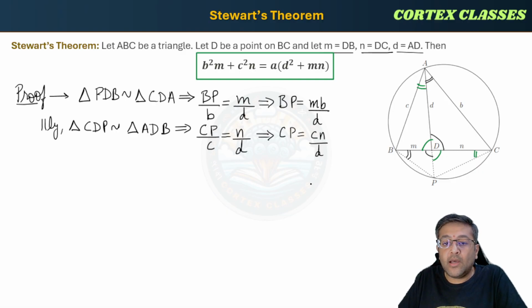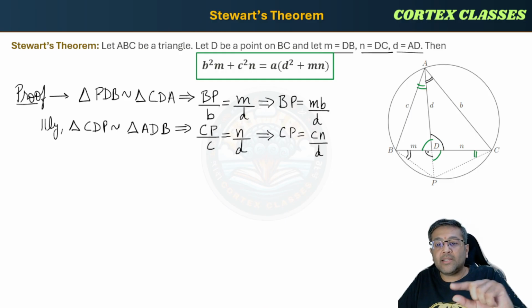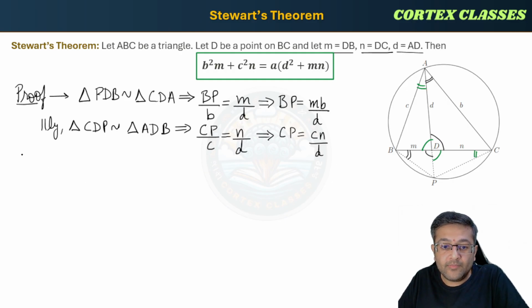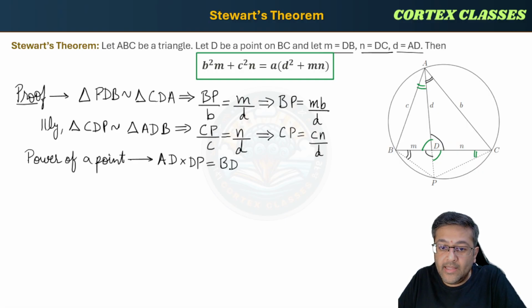Now, guys, since we can apply power of a point for point D, we know that for the point where the chords intersect, the product of the lengths is equal. From power of a point we can say AD into DP should be equal to BD into DC.